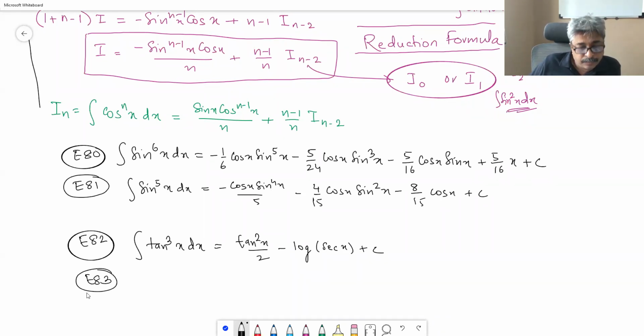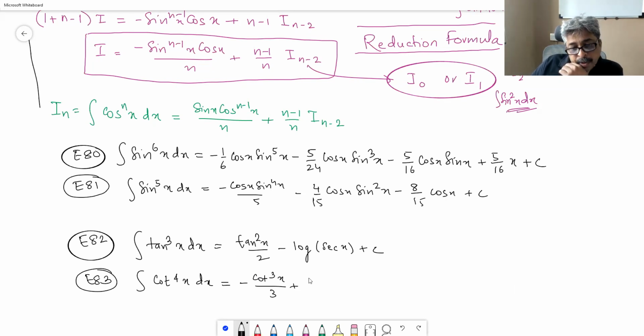Example 83, integral cot fourth x dx. Last example. The answer for this question is minus cot cube x upon 3 plus cot x plus x plus c. Okay, that is where we stop for the day.